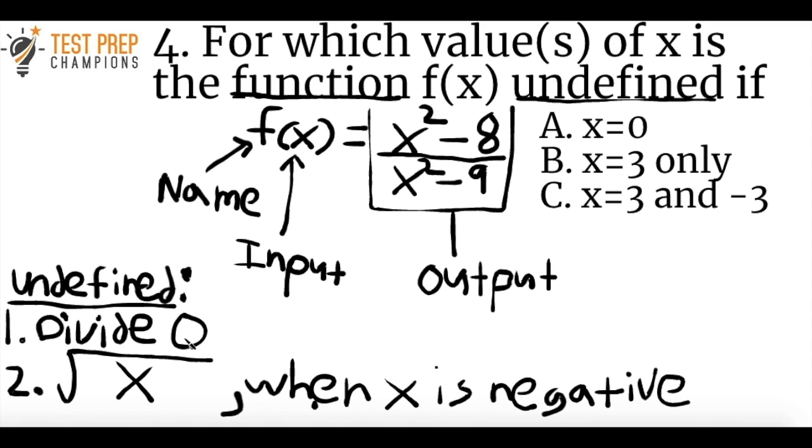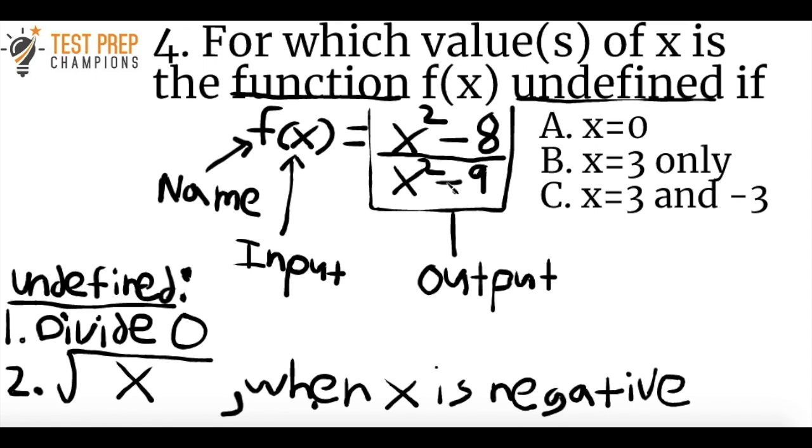So in this question here, we don't have any square roots. That's the second case that makes a function undefined, when you have an x under a square root and the x is some negative number. That case is not going to apply here, so we're looking for what is going to give us a divide by 0 error in our calculator.